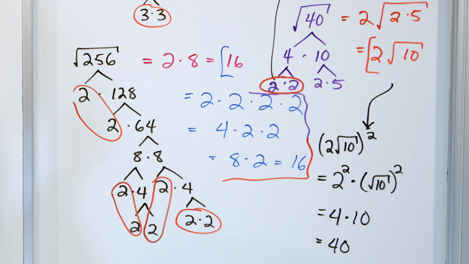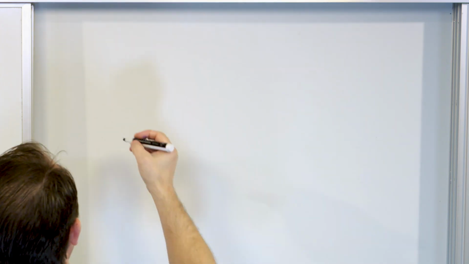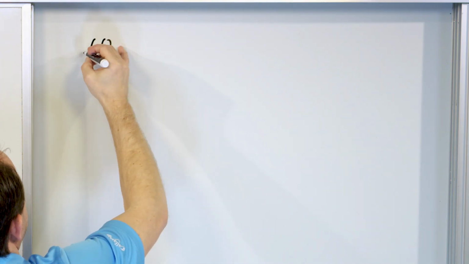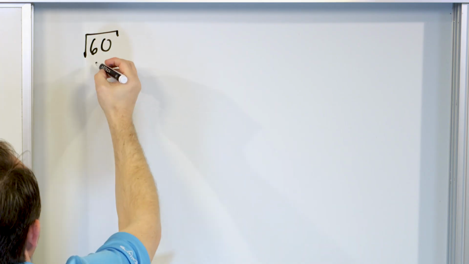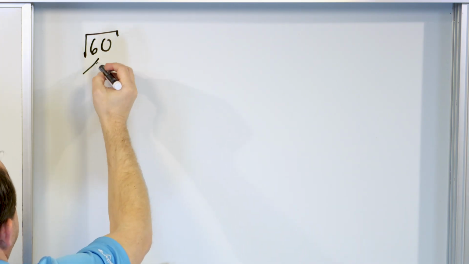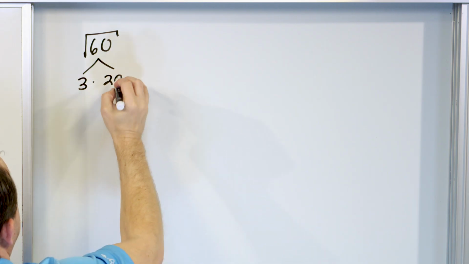All right? We have more, not too much more, but we have some more. And I want to, again, do a lot of these so you can really get comfortable with it. Let's say I had 60 and I wanted to take the square root of 60. What would I do? I'd build a factor tree as usual. What times what gives me 60? There's lots of different things. I could do 6 times 10, for instance, but I'm going to do 3 times 20. That's going to give me 60.